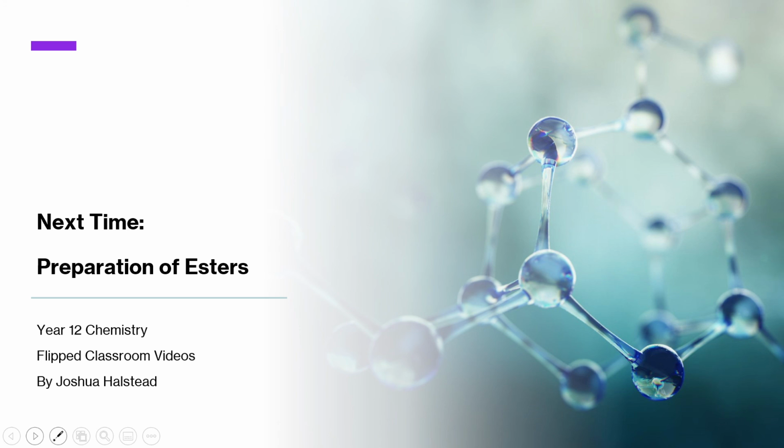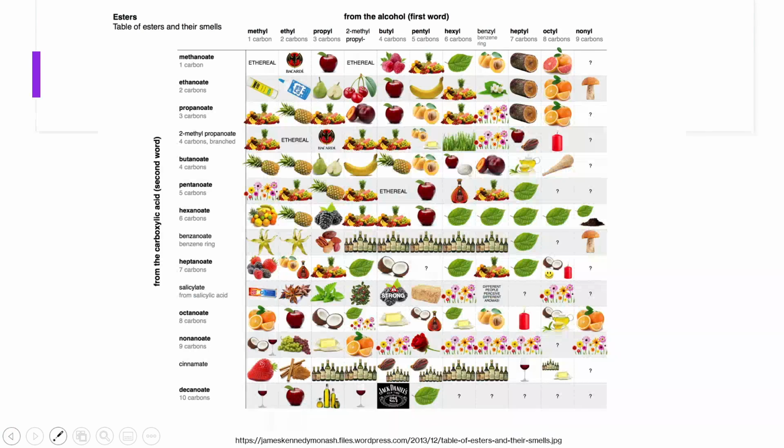In the next video, I'm going to be going over a bunch of strategies and equipment setups for an experiment that we will undertake to prepare an ester ourselves. Essentially, I'm going to be giving you a variety of different carboxylic acids and alcohols. You're going to be able to select a combination of those and make an ester yourself.